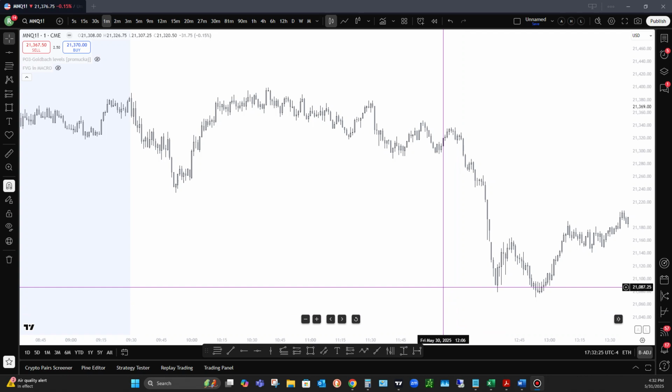I want to make a quick video on two different strategies or models that you could use when trading Goldbach. When I say I trade Goldbach, I do, but I need something else to have some confluence with it. I just can't trade Goldbach by itself. All right, so this is price action on Friday, May the 30th, 2025.